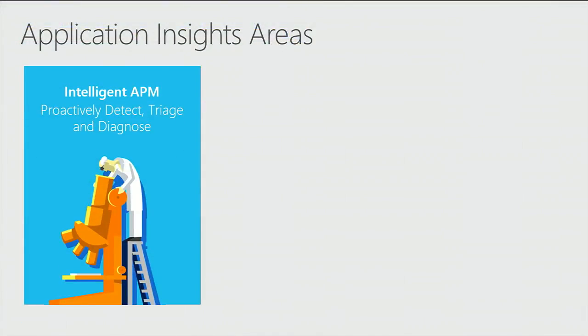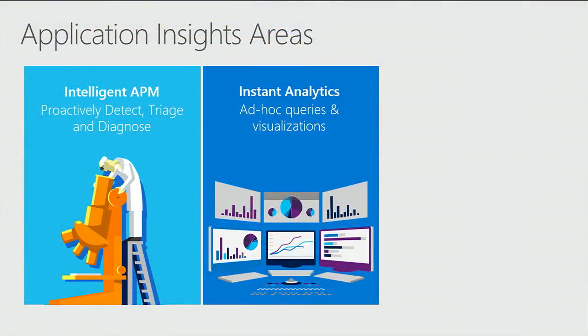Application Insights is a service in Azure, and first and foremost, it's an intelligent APM service. What this means is that it will let you detect any issues that are happening with your application, triage them to determine how many users are impacted and how they're impacted, and finally diagnose the issue to figure out what's causing it. It's also an instant analytics platform, meaning that anytime you want to ask deeper questions of all this great data that you've collected, you can write ad hoc queries and get answers back fairly instantly.